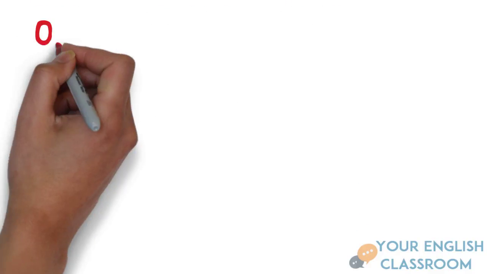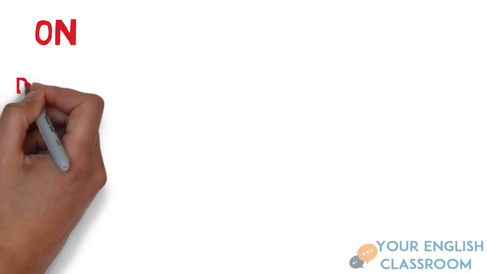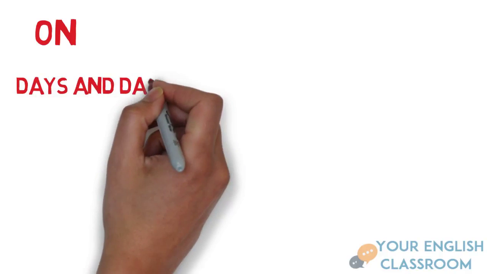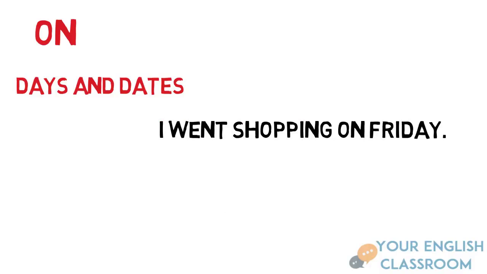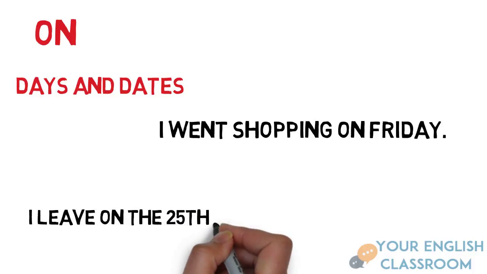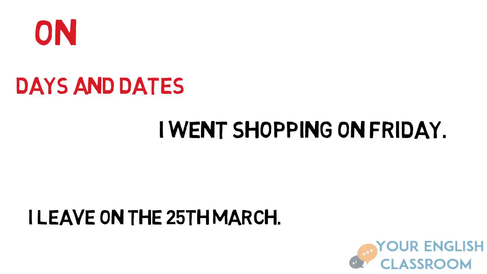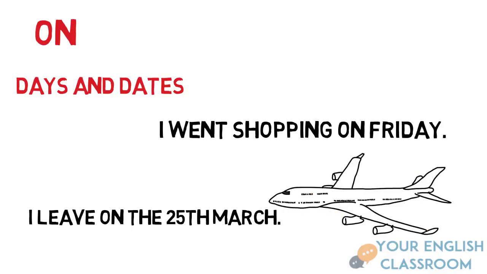Okay, the next preposition, on, another popular one, and this is used for days and dates. Okay, so the first example sentence would be, I went shopping on Friday. Why? Because it's a day. And you would also say, I leave on the 25th of March. Why? Because it's a date. Okay, so make sure you are aware of this.